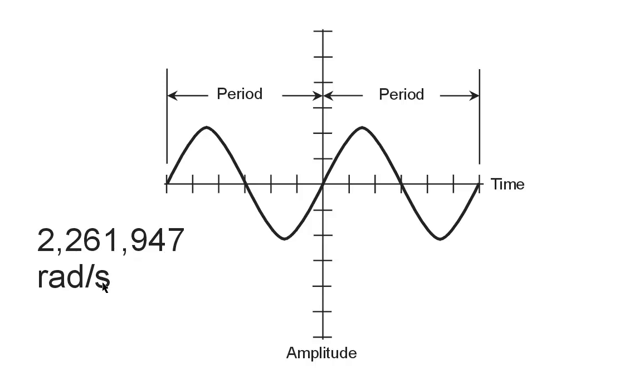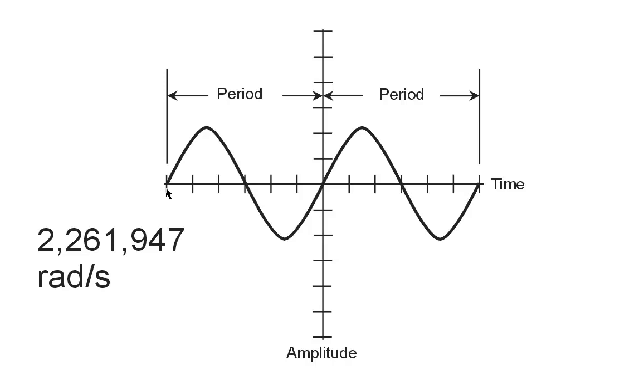2,261,947 radians per second. And we're asked to figure out what its conventional frequency is in hertz or kilohertz or megahertz or whatever. Remember that the period of a wave is the length of time it takes for one complete cycle to occur. That's a 360-degree cycle.